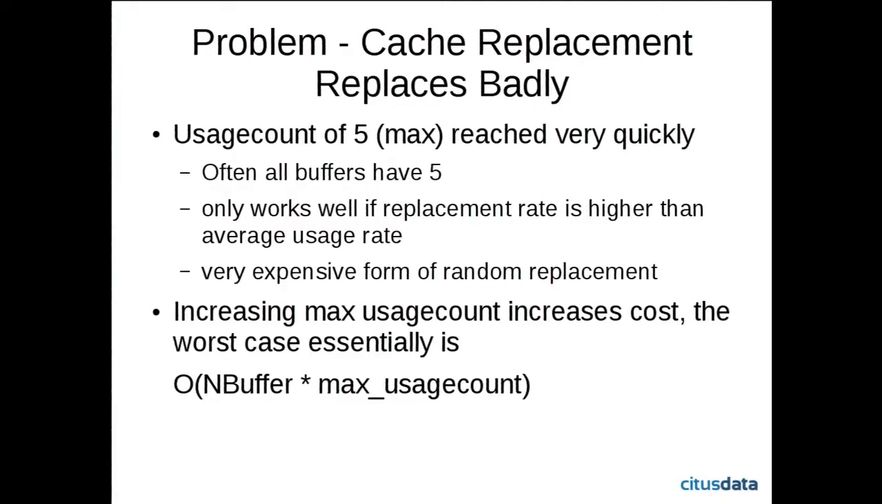Essentially, at the moment, it only works if your replacement rate of buffers is higher than your access rate. That might be because we implement clock sweep in a bit of an awkward manner, but there are different theories why that is. We also can't easily just say, because of that problem, let's increase the usage count maximum to 100 or something, because that means our clock sweep now has to potentially go around the clock 100 times, which will make performance not very good either. So we need to do something about that.